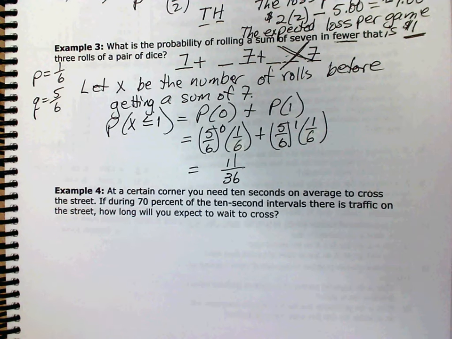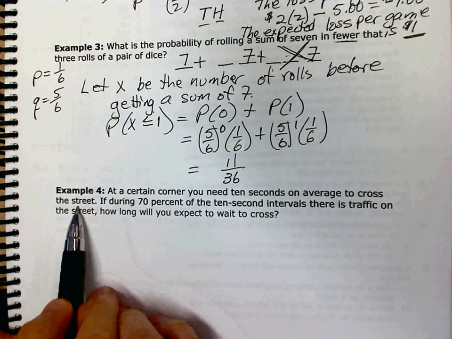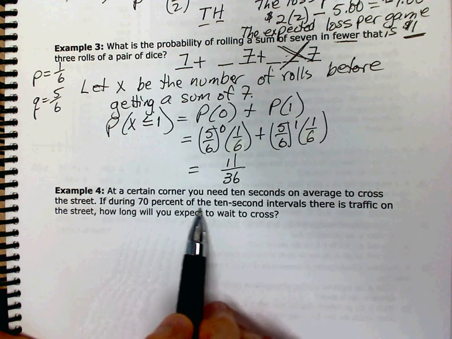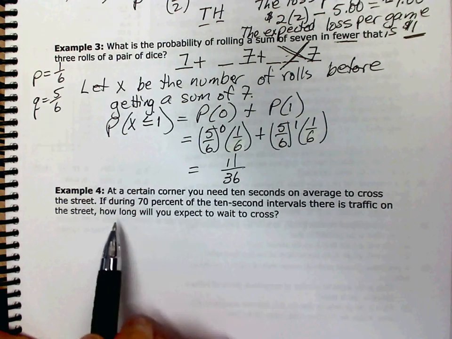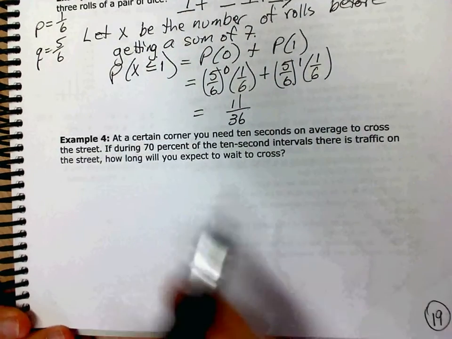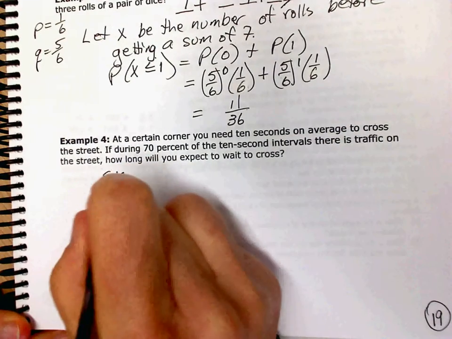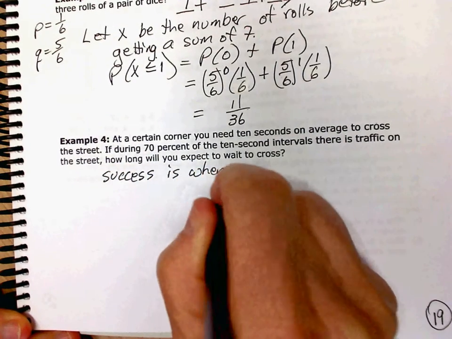Okay, at a certain corner, you need 10 seconds on average to cross the street. If during 70% of the 10-second intervals there's traffic on the street, how long will you expect to wait to cross? Okay, so success is when there is no traffic on the street.